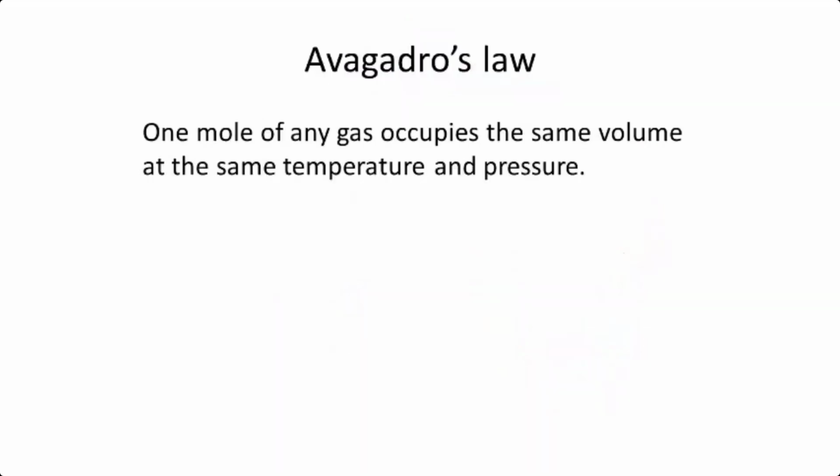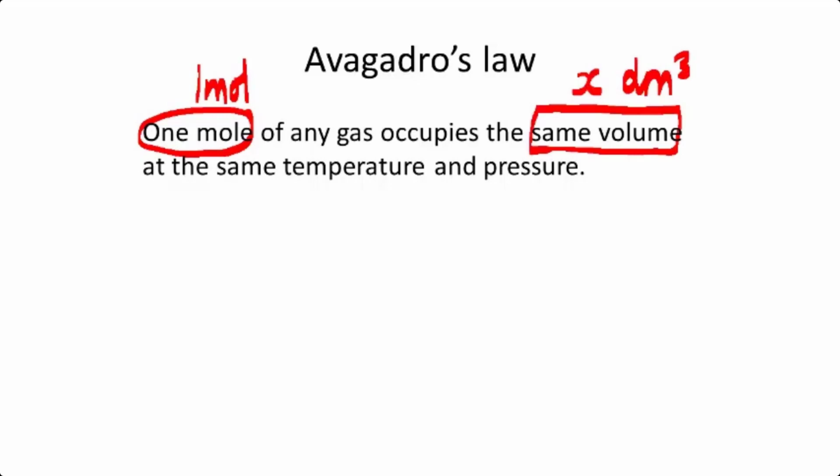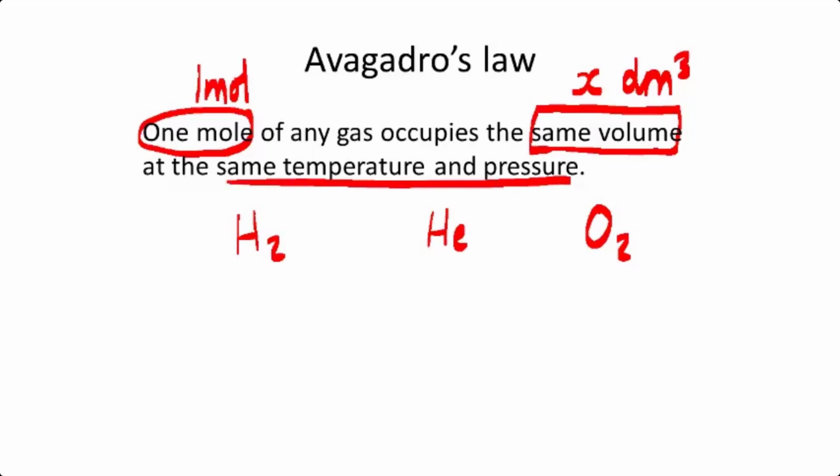We can actually go further than that and say that 1 mole of any gas occupies the same volume at the same temperature and pressure. What does this mean? We might have hydrogen, we might have helium, we might have oxygen. These are different gases. Let's say we have a certain temperature and pressure, whatever that might be, let's say 20 degrees Celsius and 130 kilopascals.